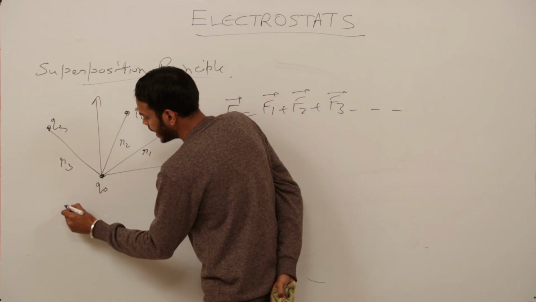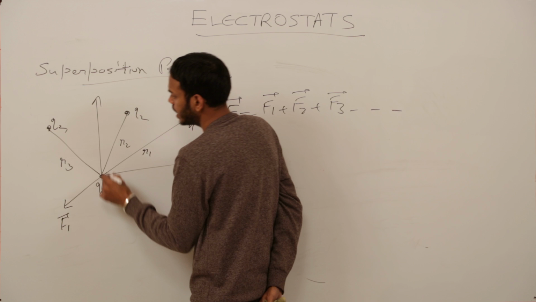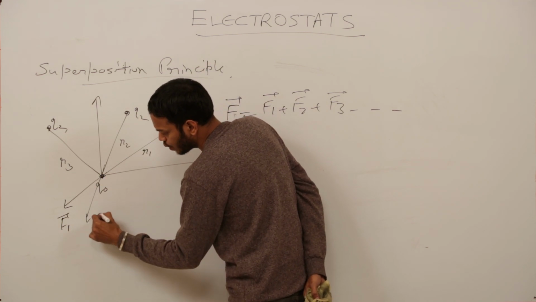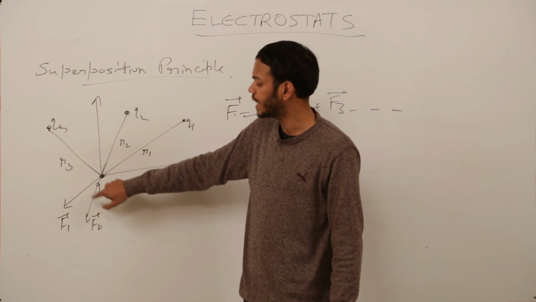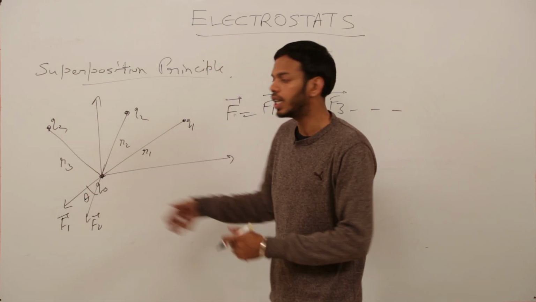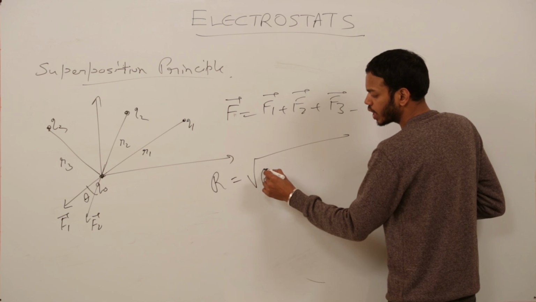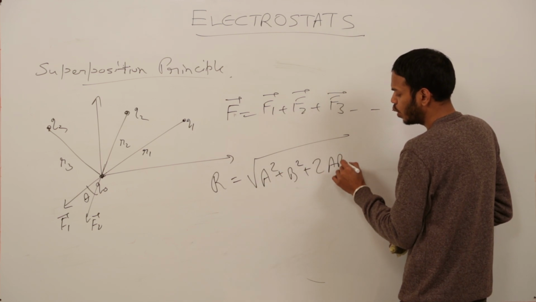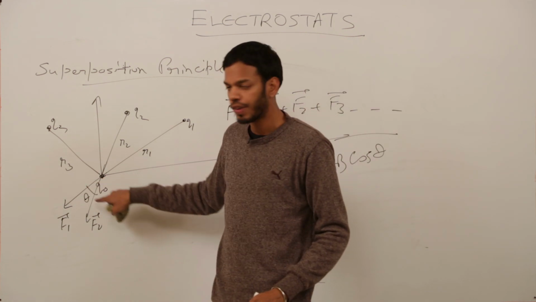Q1 and Q2, let's say the force F1 is in this direction. Let us say the force F2 is in this direction. Firstly, you will find the resultant of F1 and F2 considering the angle between them. Whatever the angle be, find the resultant using the old vector resultant formula. What is that? Square root of A square plus B square plus 2AB cos theta. Using this formula, find the resultant of F1 and F2.